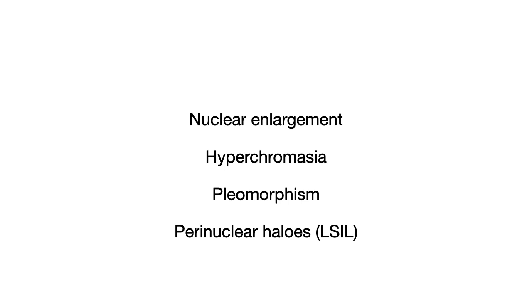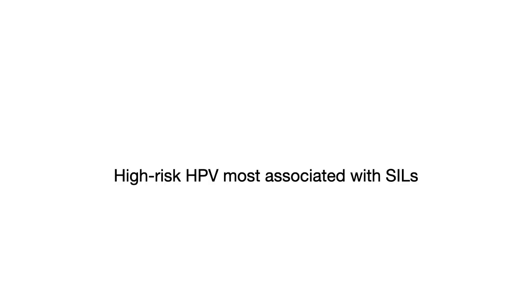Coilocytic atypia is due to the E4 viral protein of low-risk HPV. We no longer see coilocytic atypia in high-grade squamous intraepithelial lesions. This is a high-risk HPV most associated with squamous intraepithelial lesions, HPV-16.